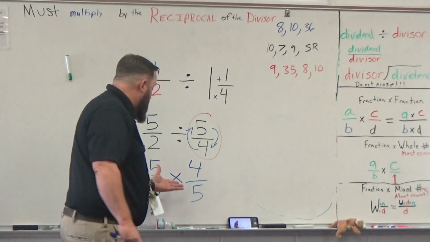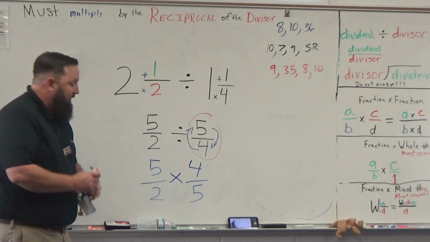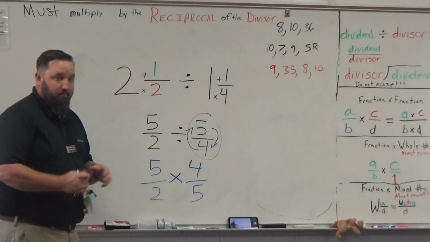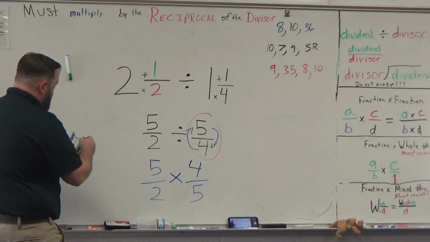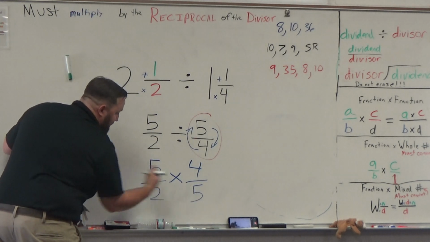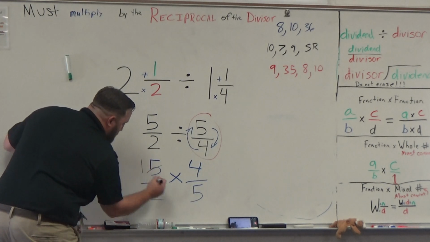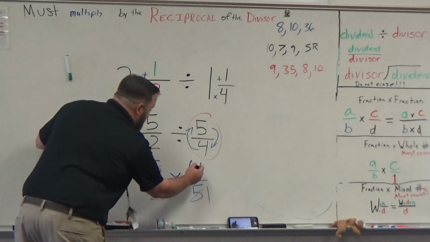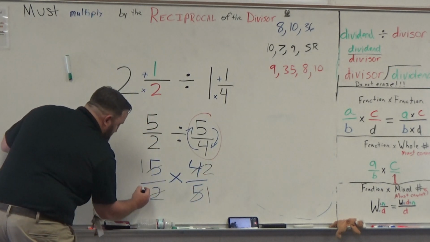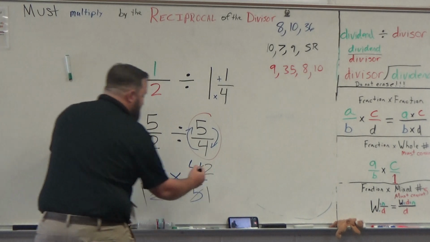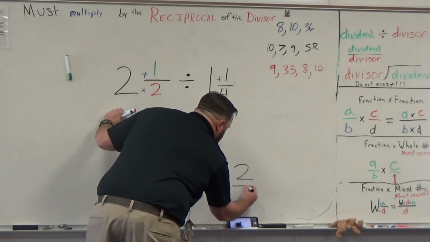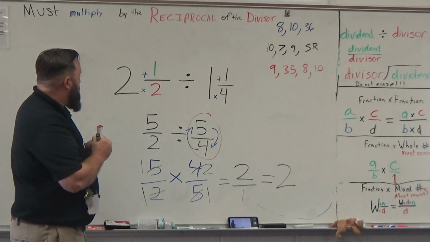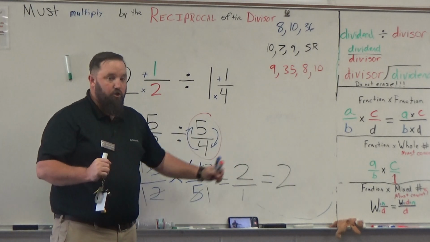Now that I've got the fraction times fraction, I can cross reduce. Some folks were trying to cross reduce up here. We cannot do it until we have everything set up. Alright? So I can cross reduce here, 5 and 5. They both got the 5 in common, so that becomes 1. This becomes 1. I've got 2 and 4. Well, I know 2 goes into 4 how many times? 2 times. 2 goes into 2 one time. Now I can multiply straight across. That gives me an answer of 2 over 1, or 2. So my answer to this problem, 2 and 1/2 divided by 1 and 1/4, is 2.